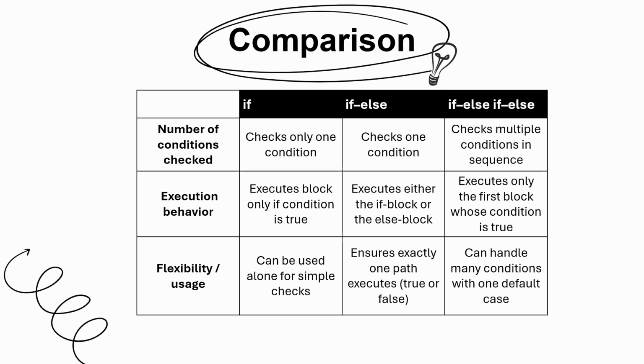Second, execution behavior. If runs only if true, if-else runs exactly one block, if or else, and else-if executes only the first true block. Third, flexibility. If can be used alone, if-else ensures exactly one path executes, and else-if handles many conditions with an optional default. This makes it super easy to remember their differences.